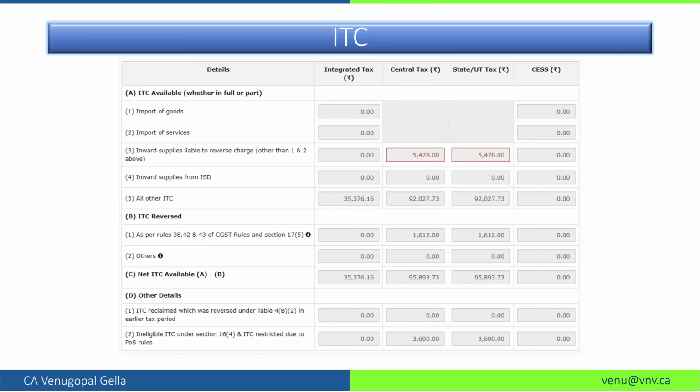Okay, ITC quickly. GSTR 3B, we have 4A 1, 2, 3, 4, 5, 4B reversal, 4C net available, and 4A5 is net of credit notes. This is one point which I want to highlight. Time to time GST has changed. For some period it was in 4B1, for some periods it is 4A5 net of credit notes.